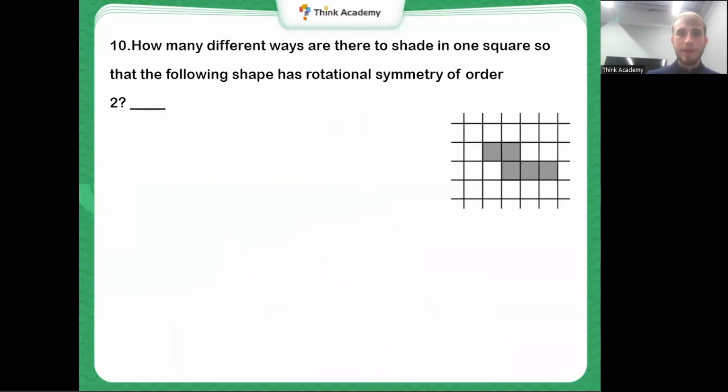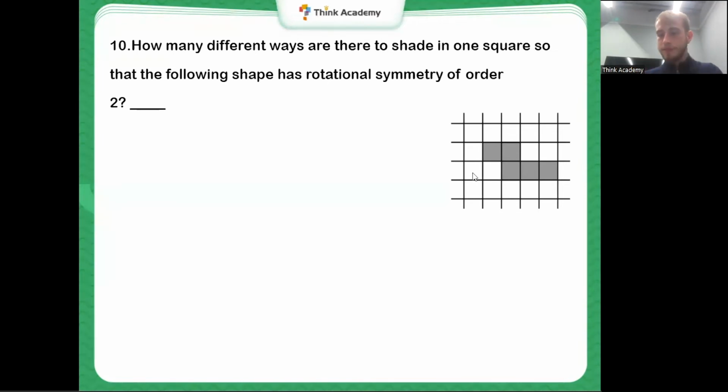Number 10. How many different ways are there to shade in one square? The following shape has rotational symmetry of order 2. Rotational symmetry is all about spinning the shape. So how many times does it look the same in a full turn? If it has order 2, that means when you rotate it all the way around, it will look the same twice. You can imagine once when you've rotated it halfway, and then the same again when you've rotated it all the way.